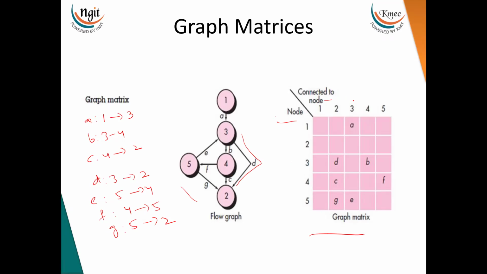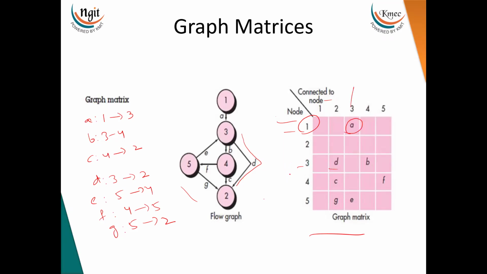For example, if you consider row 1, column 3, that is A, having a connection from node 1. Understood? So row 1 and column 3, if you observe, there's a connection. Next, row 3, column 2 has a connection, D, from node 3. Similarly, the rest.